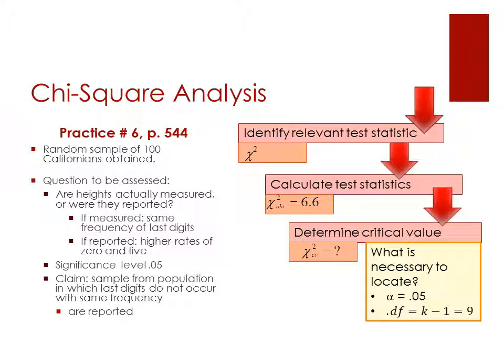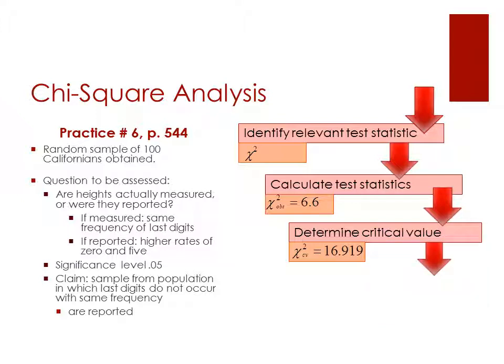So going and looking in your chi-square distribution table, locate your degrees of freedom of 9 along the left-hand column, and go over till you find your alpha of 0.05. And what do you get there for your critical value for chi-squared? Well, you should be getting a value of 16.919. So that is our critical value for our chi-squared. Now we have these pieces. What's the next step for conducting a chi-square analysis with the critical value approach?